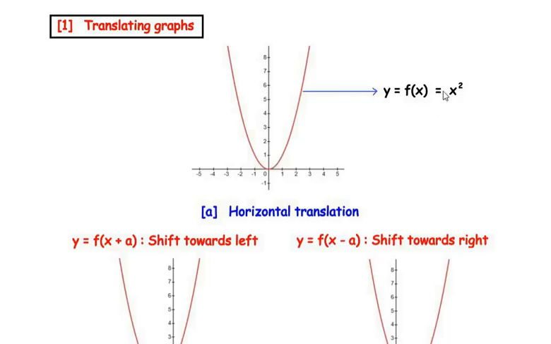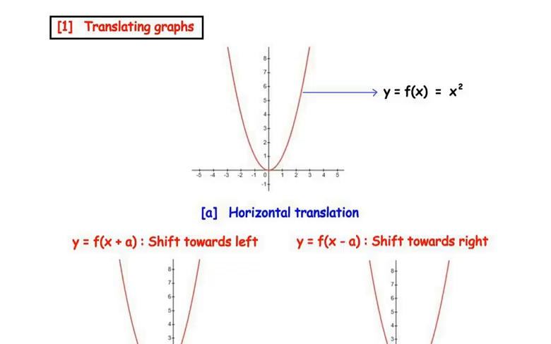And this is a quadratic function because the highest power of x over here is 2. So this is going to be a parabola. And since the value of x square is positive here, it is going to be a U-shaped parabola. So here we can see that this parabola or this graph meets the x-axis at point 0 and it opens upwards. Now let us focus on the first type of translation, that is horizontal translation.